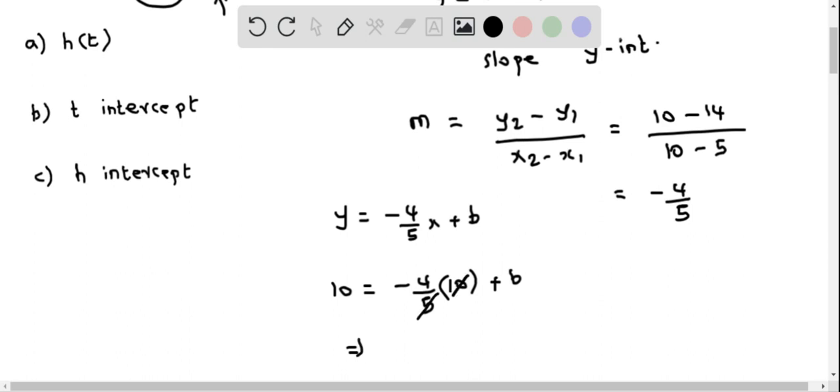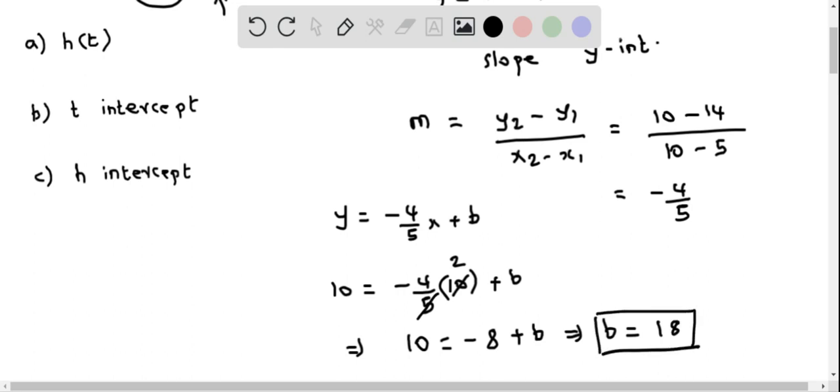We can do this calculation: 10 divided by 5 is 2, and negative 4 times 2 is negative 8. So we have the equation 10 equals negative 8 plus b. When we solve for b by adding 8 to both sides, we get b equals 18. So we got the y-intercept, which means we can plug it into the standard equation, y equals negative 4 fifths x plus 18.